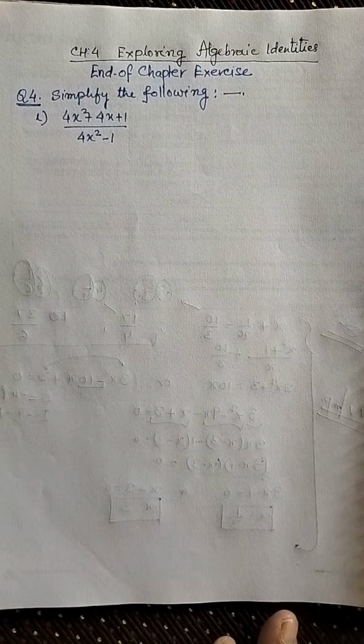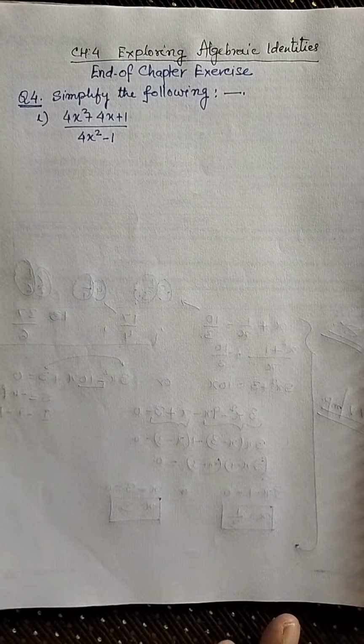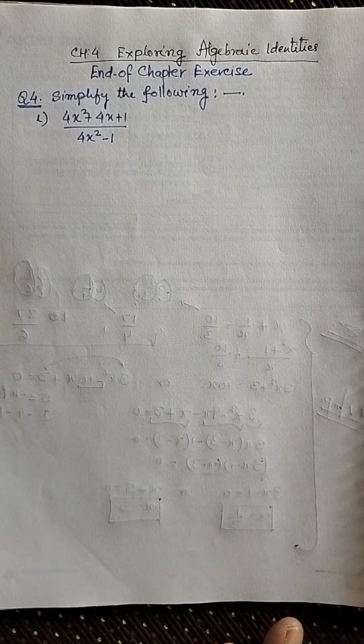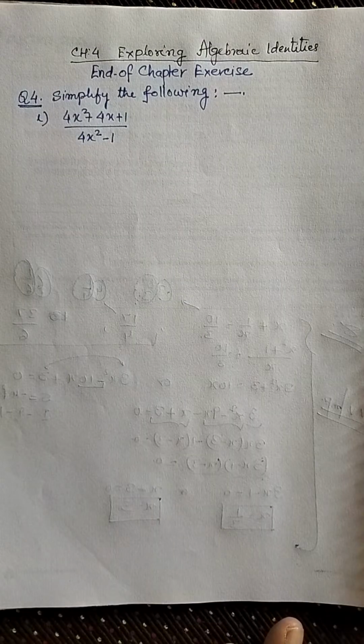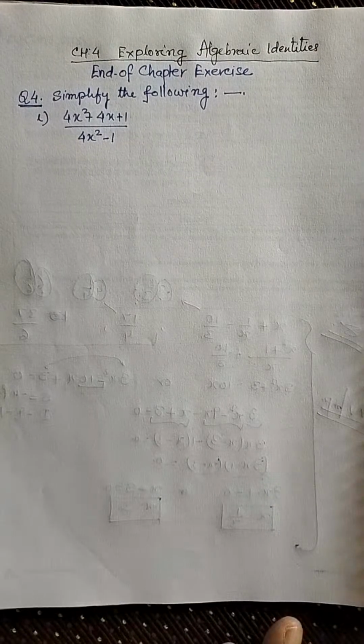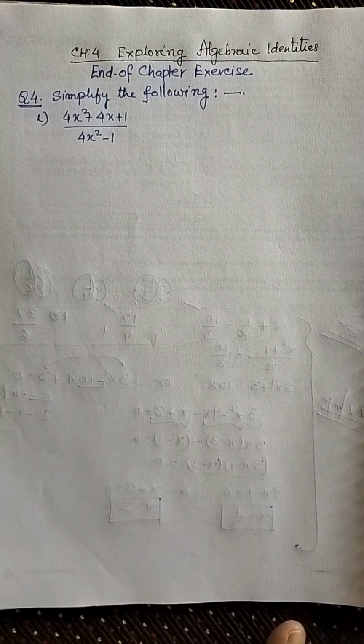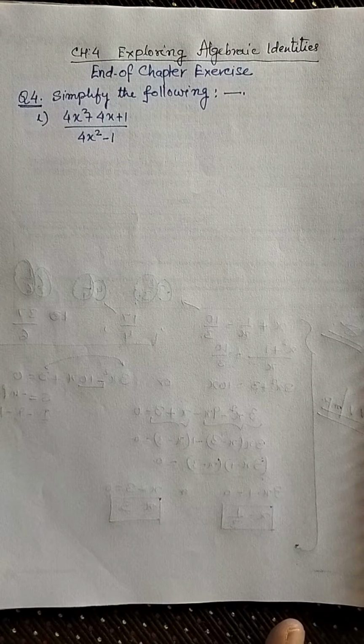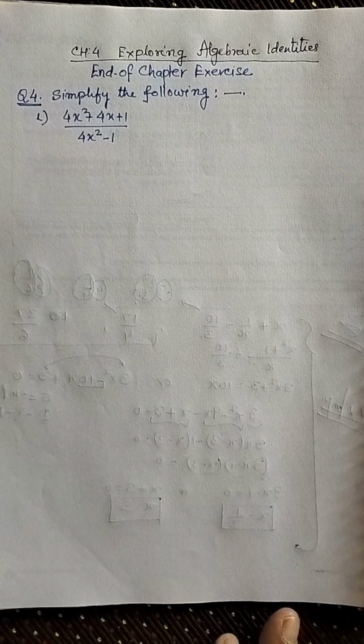We were solving the end of the chapter exercise of Chapter 4, Class 9. The topic is exploring algebraic identities. We have already done up to the third question, and now in this session we are starting from question number 4.